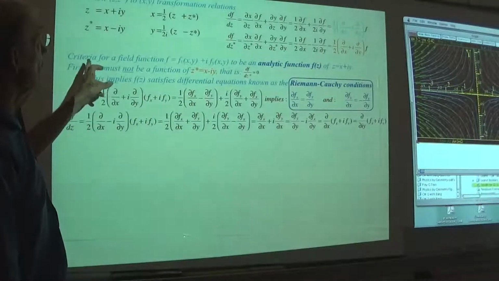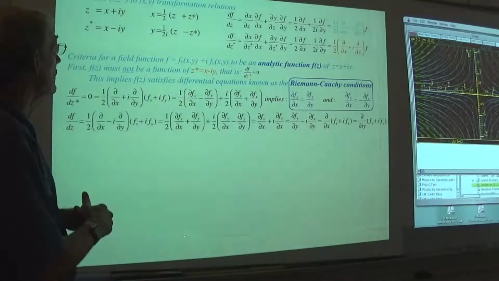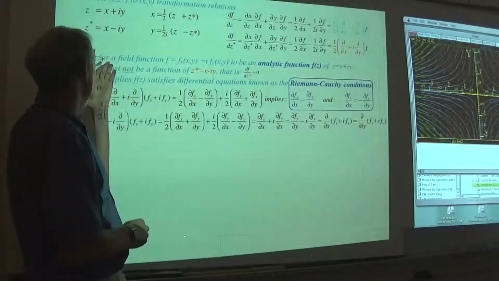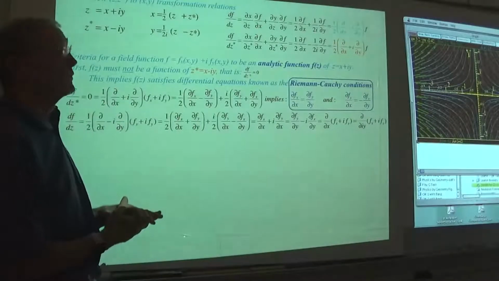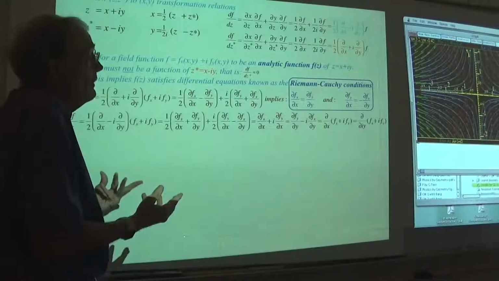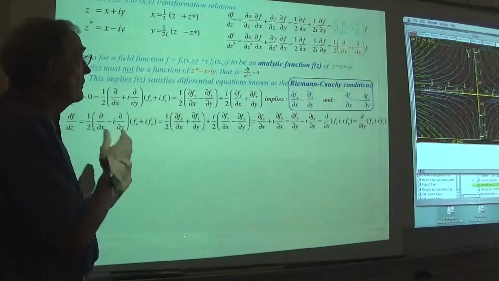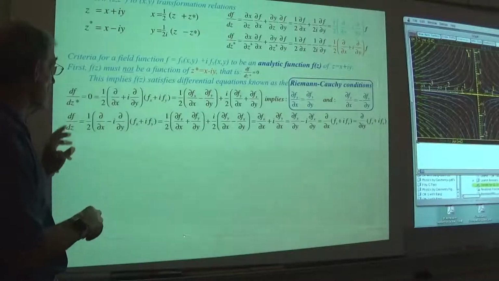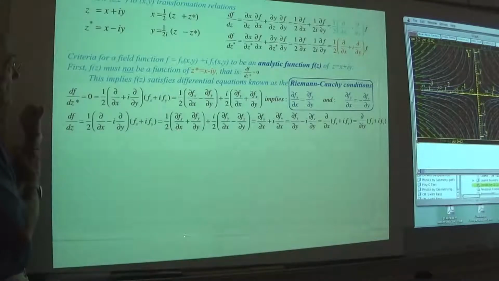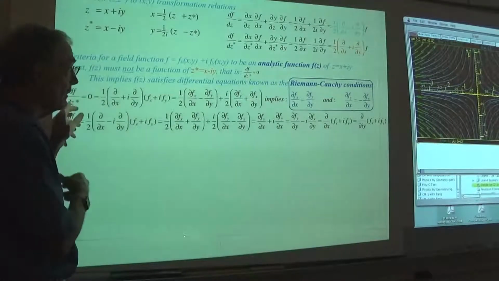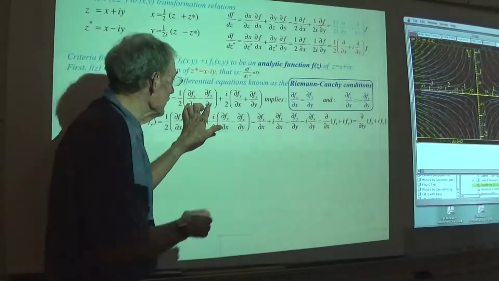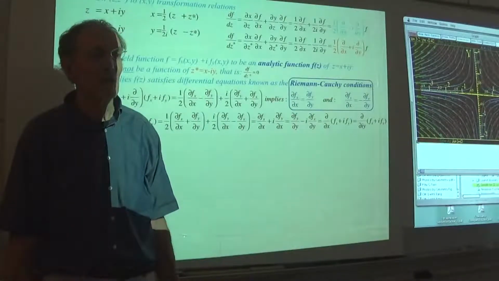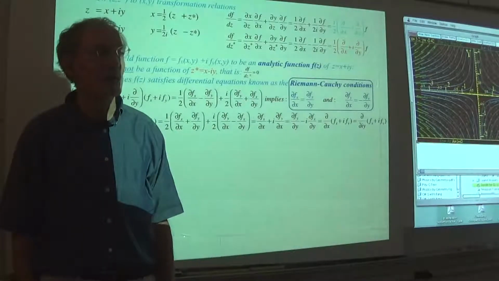So, the criteria for a field function to be an analytic function, it must not be a function of z star. That would be, if I decide I want to use f of z. We used f star of z star to start with just to make things, no minus signs show up where they aren't welcome. So, right here, by demanding that be 0, I then have that be 0 and that be 0, and those are the Riemann-Cauchy conditions right there. You just derive them from the derivative expression.